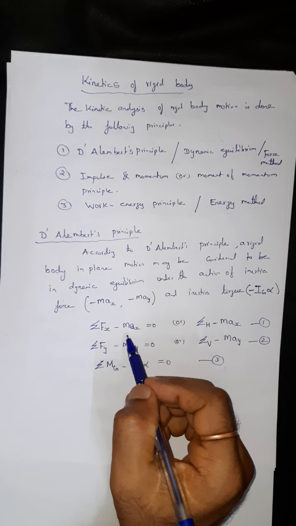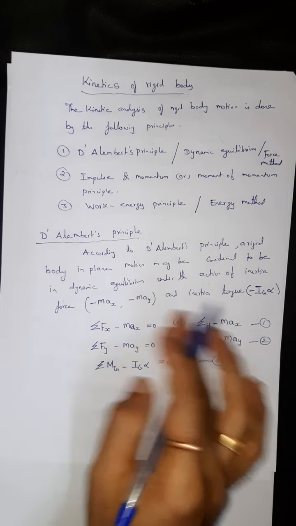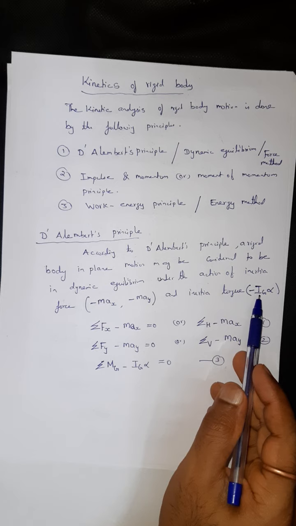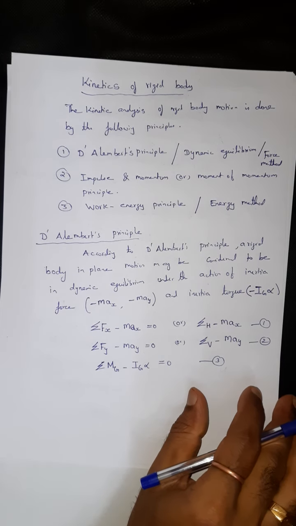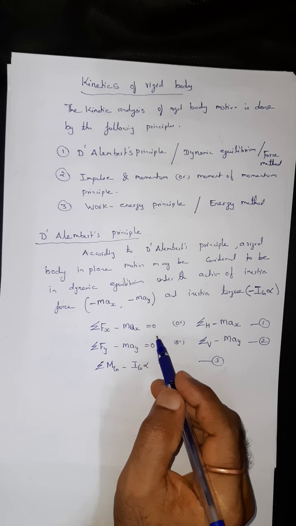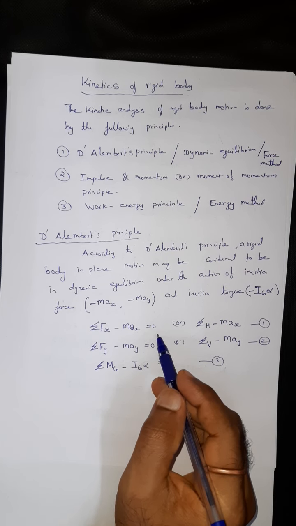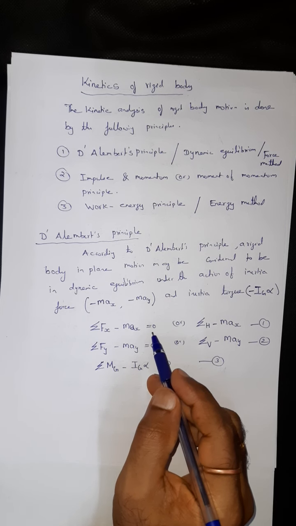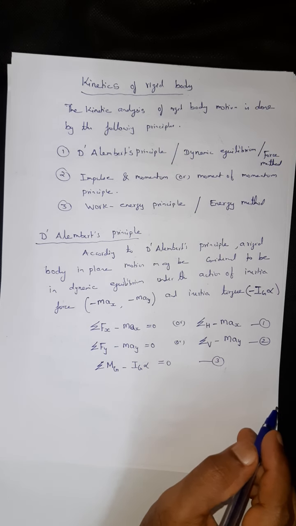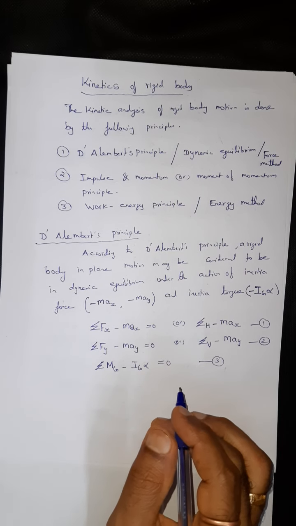In the above equations, minus m ax and minus m ay are the inertia forces in x and y directions respectively, and minus Ig alpha is the inertia torque about the axis of rotation. It should be remembered that the inertia force should be applied in the opposite direction of linear acceleration, and the inertia torque should be applied in the opposite direction of the angular acceleration. These two equations are used for the inertia forces, that is linear acceleration, in x and y directions. When you talk about equation 3, there is the inertia torque, which is in the opposite direction of the angular acceleration. So this is D'Alembert's principle.